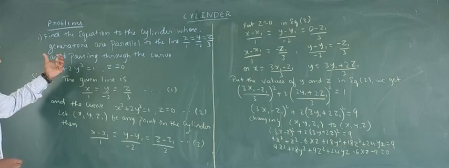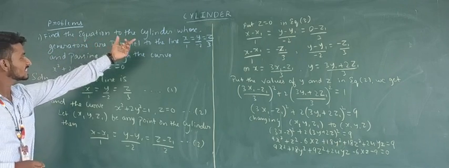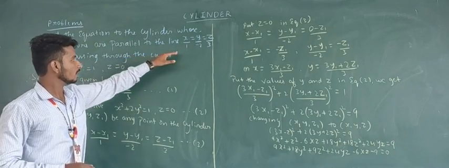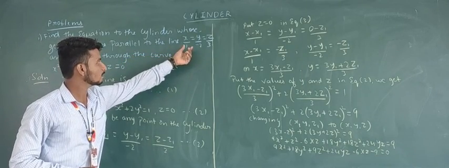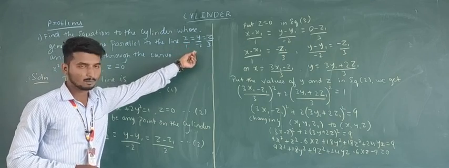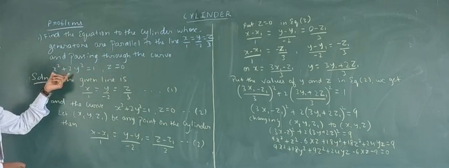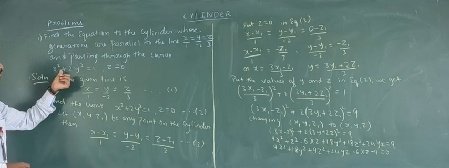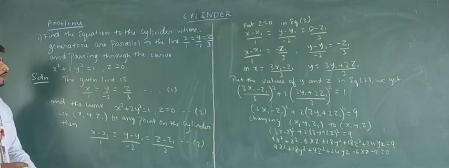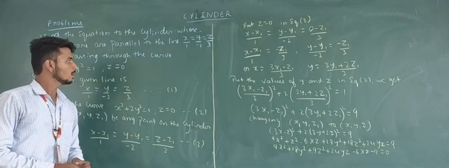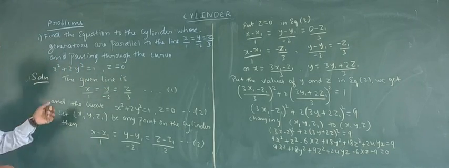They have given the cylinder whose generators are parallel to the line x/1 = y/(-2) = z/3, and also the curve it passes through, that is x² + 2y² = 1 with the condition z = 0. So we will now find the equation of the cylinder.